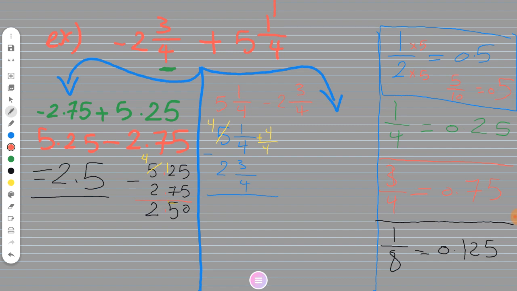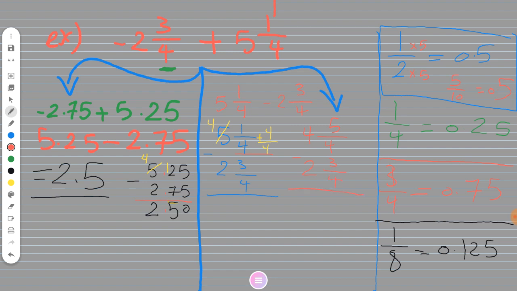We have this number, I have 4, and put 4 because we have the same denominator, and add the numerators. 1 plus 4 is 5. So it's 4 and 5 over 4. Is it okay? Okay. The other one is minus 2 and 3 over 4.